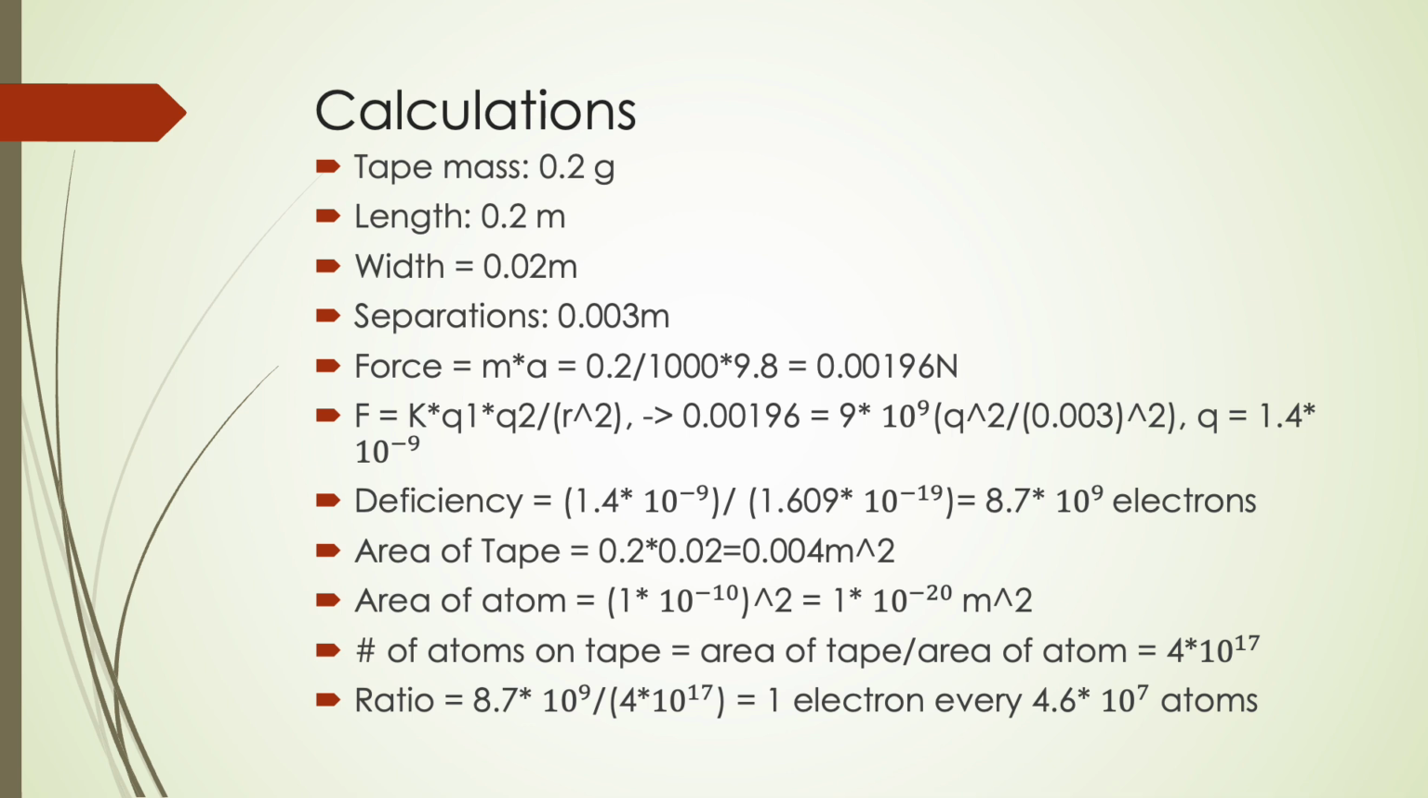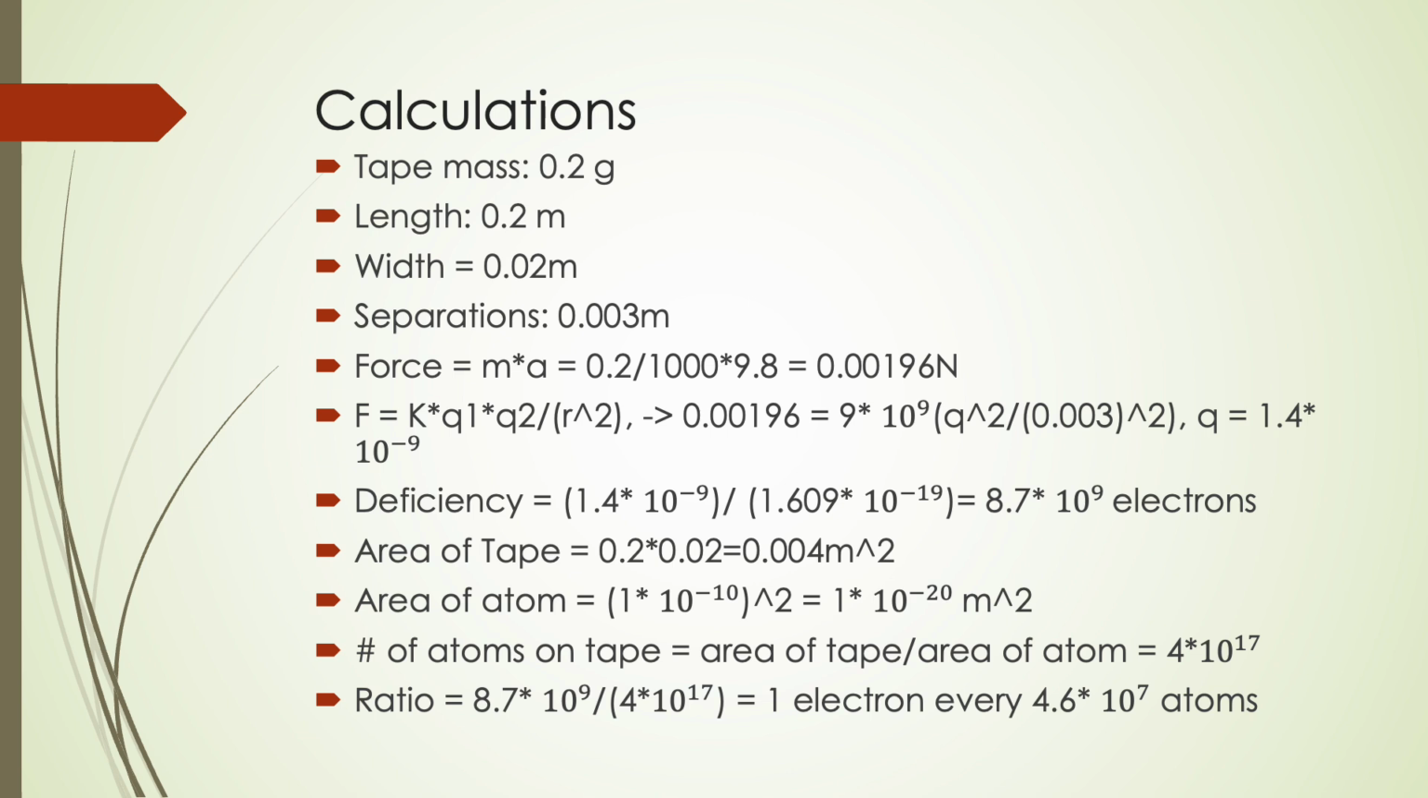In our calculations, our tape mass was 0.2 grams, our length was 0.2, and our width was 0.02 meters. And between the tapes, they were separated by about 3 millimeters. The force due to gravity was 0.00196 newtons. And using Coulomb's law, we were able to find the force between the two tapes, and we were able to find the charge, or Q equals 1.4 times 10 to the negative 9.